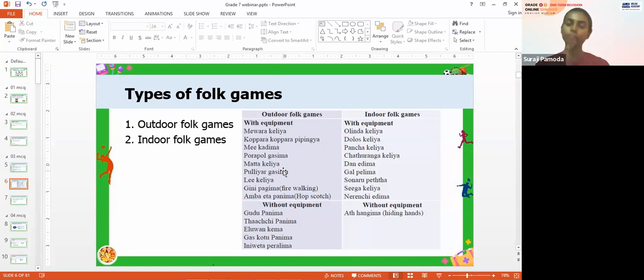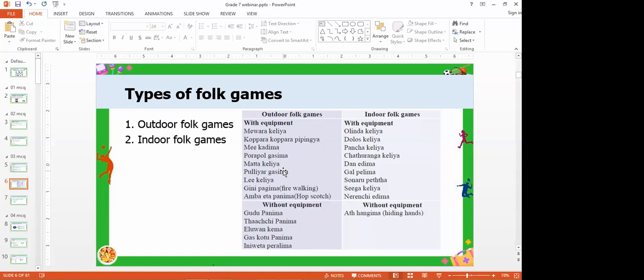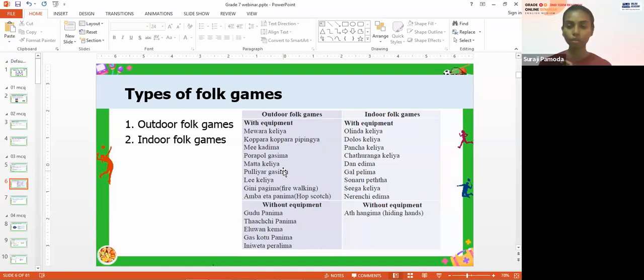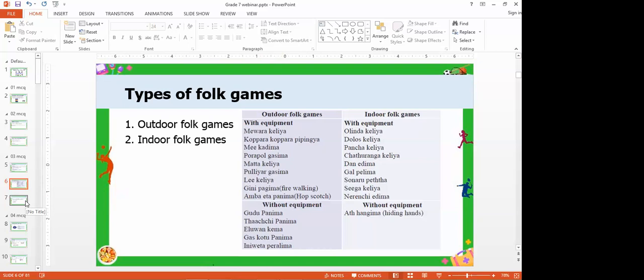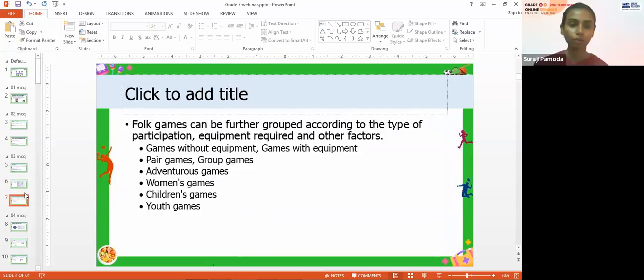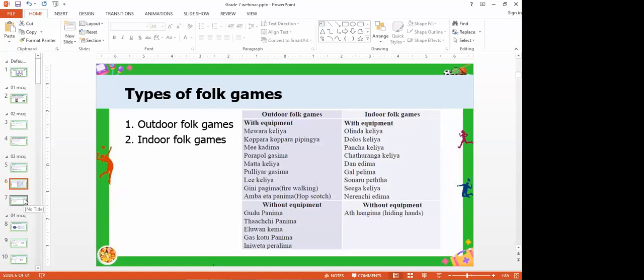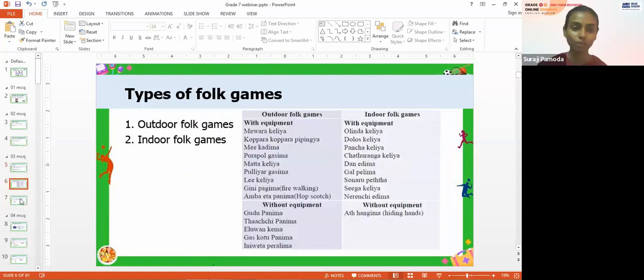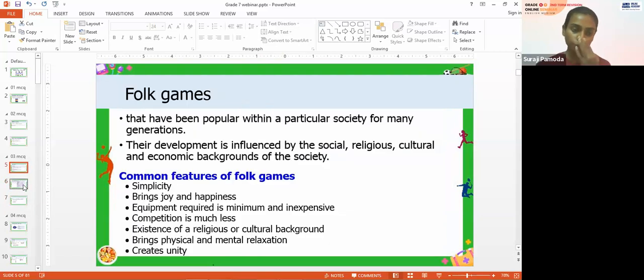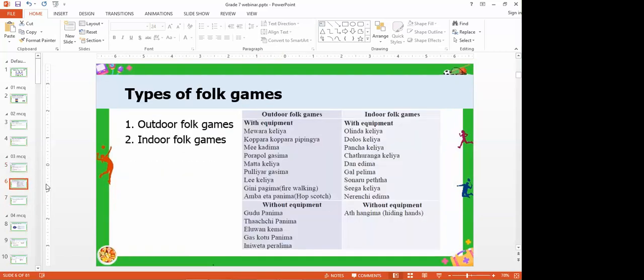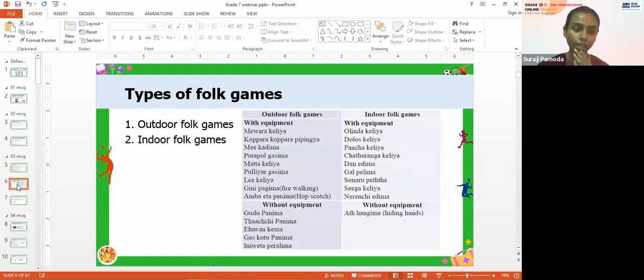And also, there are some folk games which we can do indoors, right? Olinda Kelia, Pancha Kelia, right? So, have you heard of these names of the games? Hmm? Yes, අහලා teacher. තියෙනවද? No, ඔව් නේද? No. Haven't you heard about Olinda Kelia? Huh? Yes, teacher. So you can search them and look. You may get YouTube videos also, right? People play these games in New Year season, right?